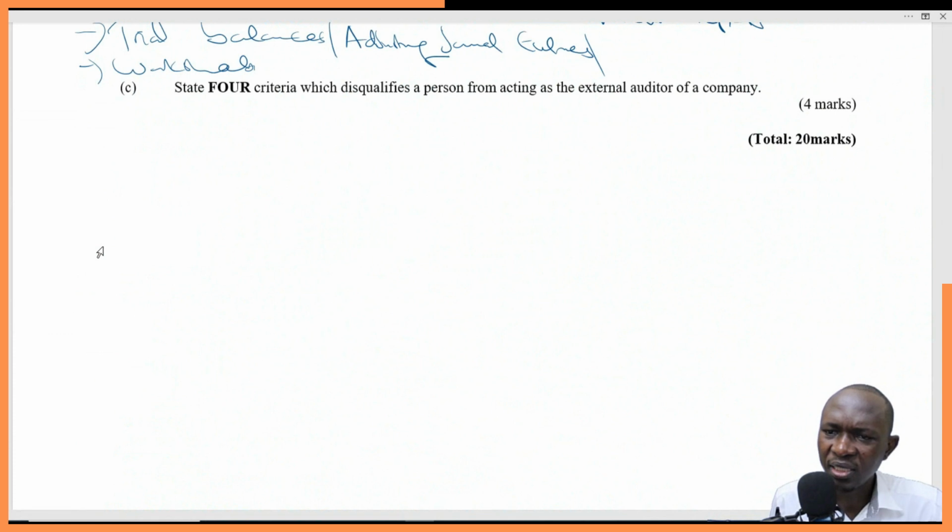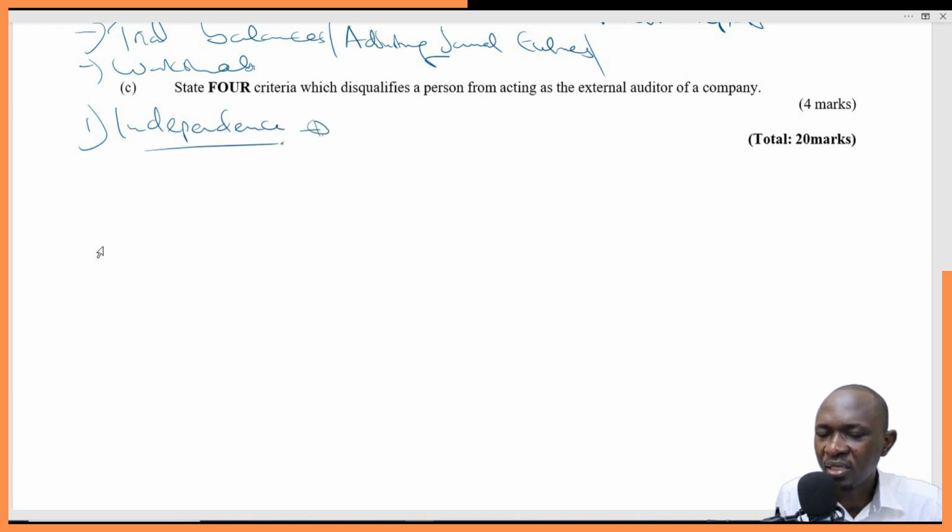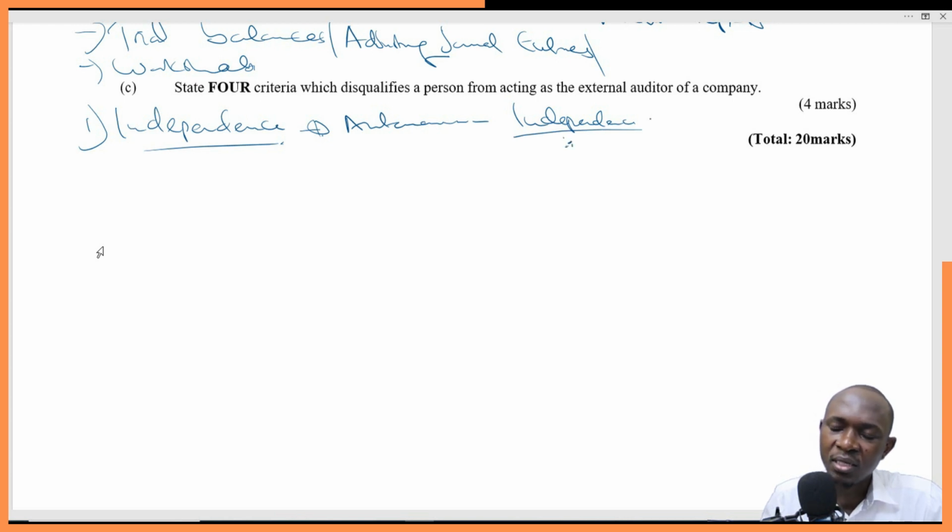State 4 criteria which disqualify a person from acting as the external auditor of a company. So number 1 point that will disqualify you from acting as an external auditor of a company is independence. Once you lose your independence, an auditor is supposed to be autonomous. He's supposed to enjoy independence from any encumbrance or influence by the organization.